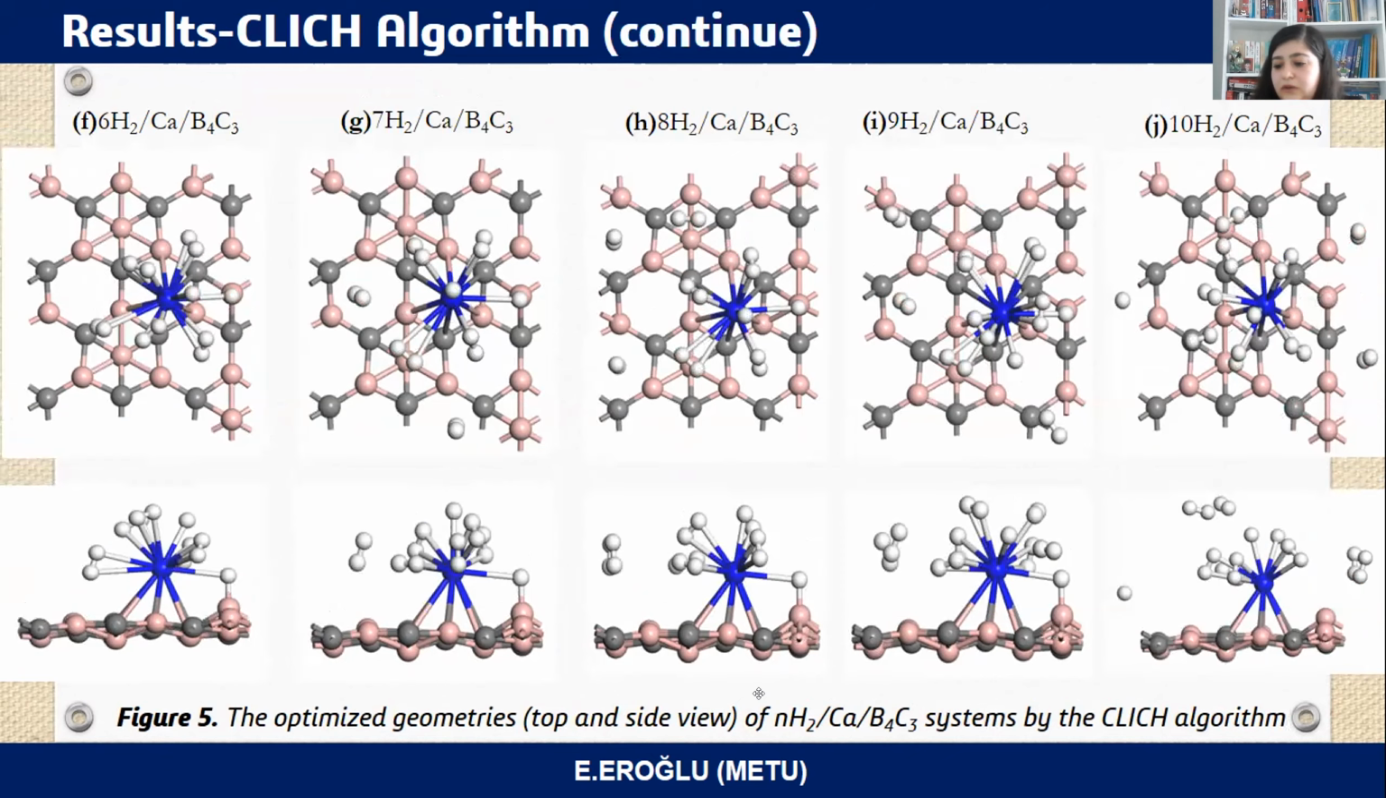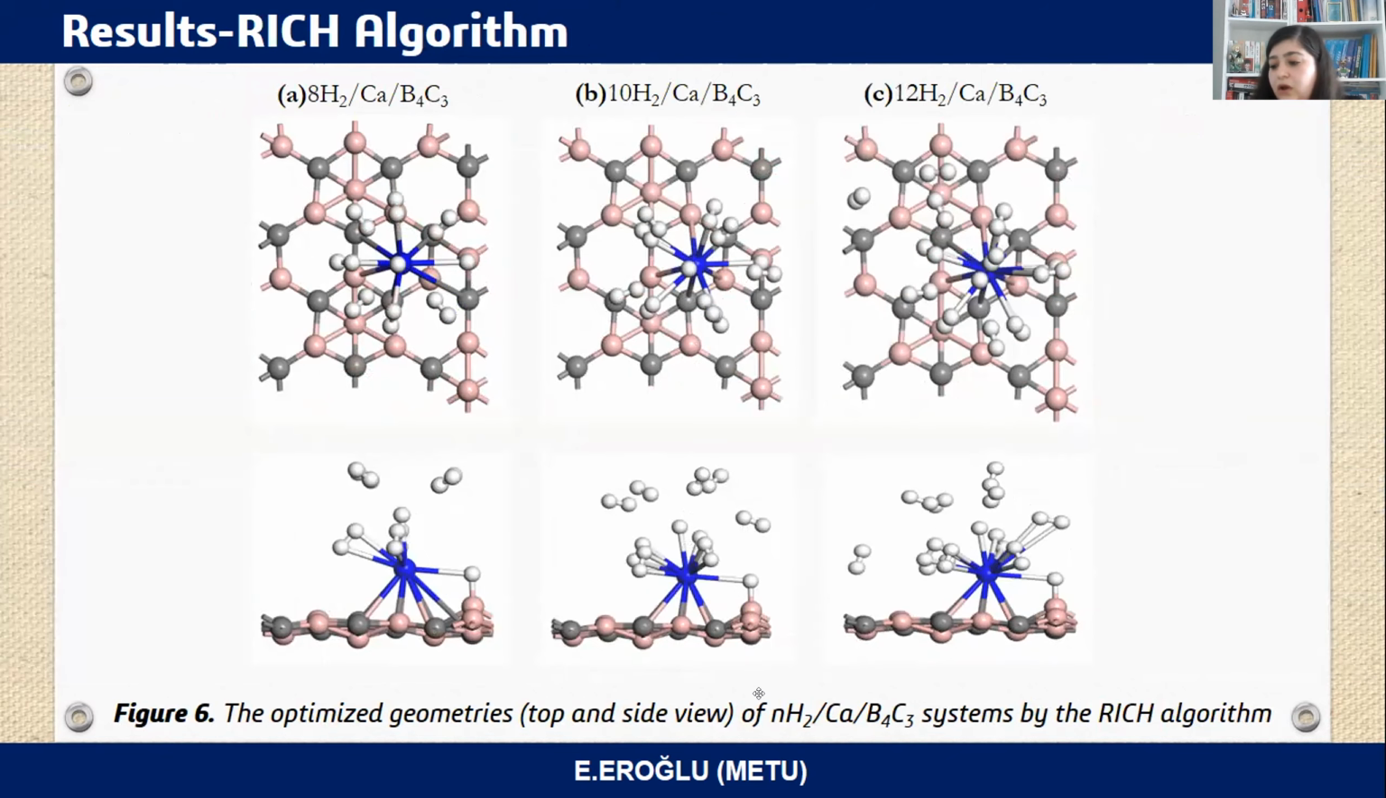It shows similar properties to the previous geometries. The optimized geometries, top and side view, of the n hydrogen molecule adsorbed calcium decorated boron carbon systems by the algorithm are given in figure 6. Similarly to the previous systems, the same boron atom broke and 1 hydrogen bound.